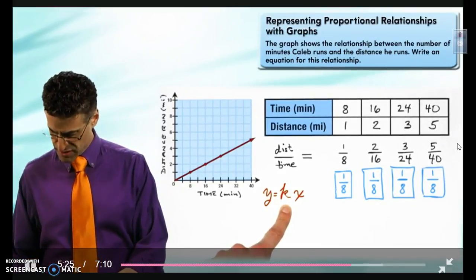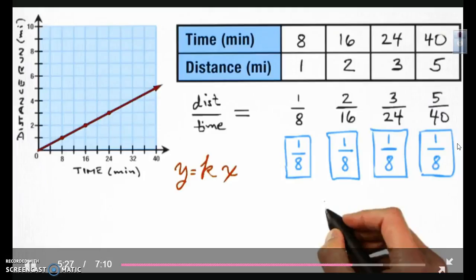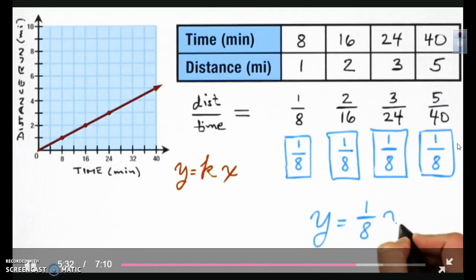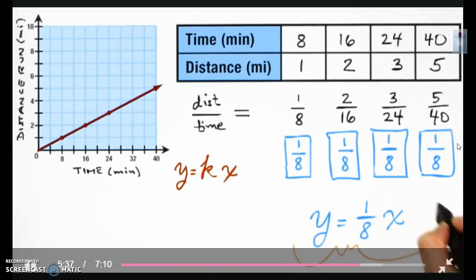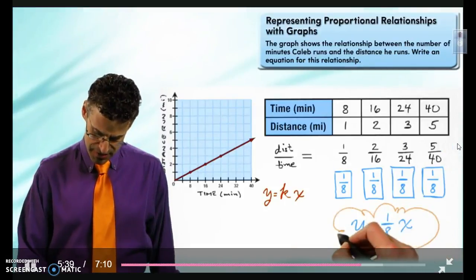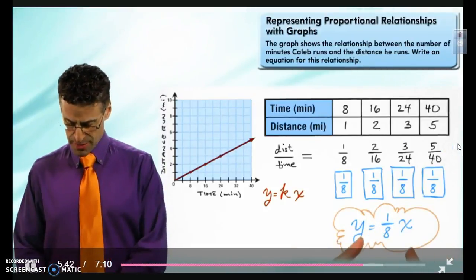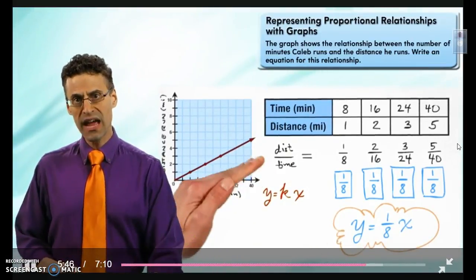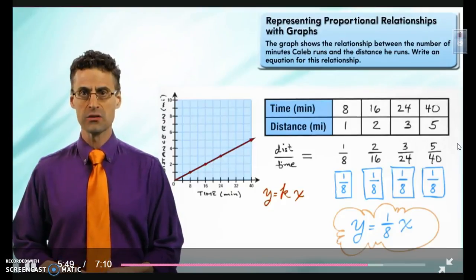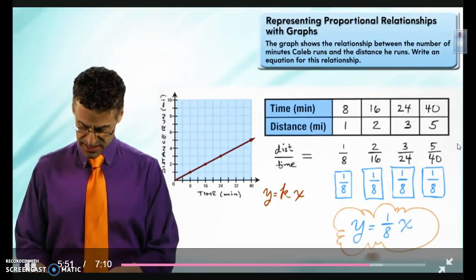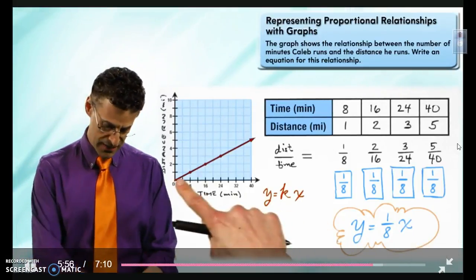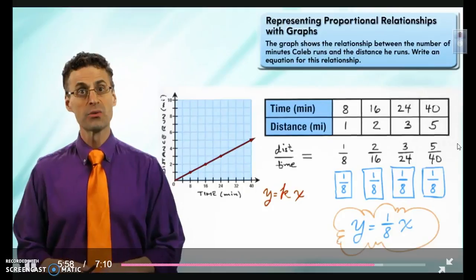So the equation for this particular relationship would be y equals 1/8 x. And that produces an equation that actually captures not only this relationship, but also captures this graph. So this graph has an equation that looks like y equals 1/8 x. And so you can see that y equals 1/8 x is actually the equation, in this case, of a straight line, which is kind of interesting.